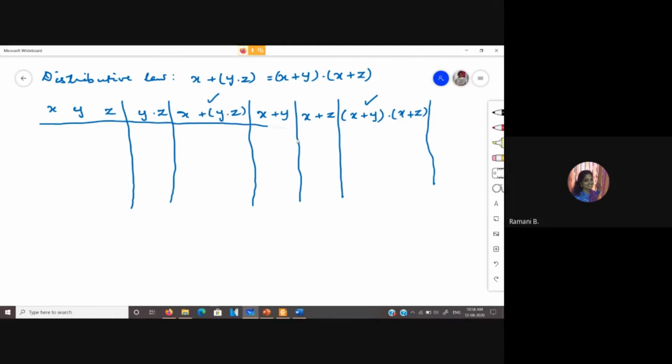Okay. So as we are having three variables with all possible combinations of x, y, and z, I write it in the order 0 to 7 in binary. Okay. So 000, 001, 010, 011, 100, 101, 110, and 111.